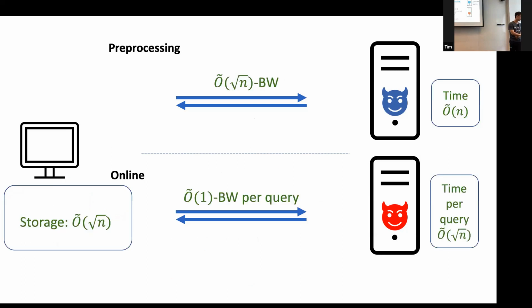And if you analyze the asymptotic behavior of that scheme, you can see that in the preprocessing phase, because we only send those keys, the bandwidth is improved to be square root n, and the storage is also improved to be square root n. And during the online phase, the client simply sends 1 key to the server. So per query, you only consume polylogarithmic bandwidth. And also, the server computation time will be very efficient. So that's our efficient two-server scheme.